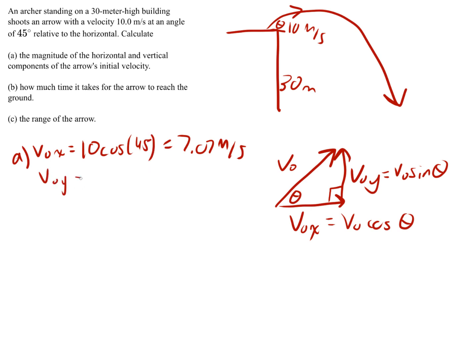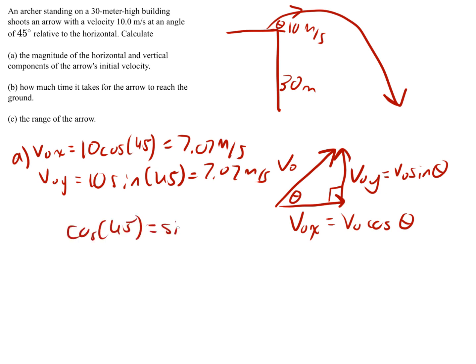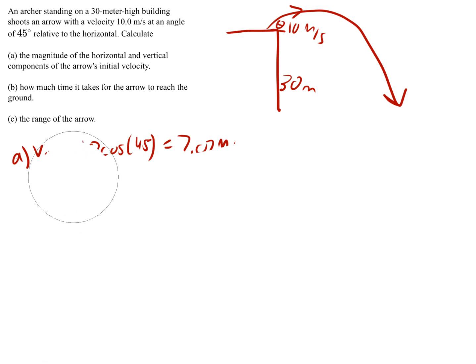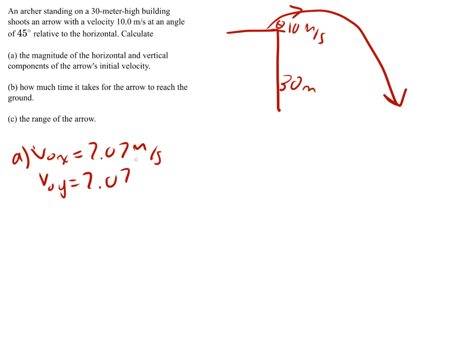And then you do the same thing with the y component. The cosine of 45 degrees is equal to the sine of 45 degrees, and I believe it was square root of 2 over 2. So their values are actually both going to be equal here. And so that is part A. I'll rewrite it. I'm just going to use 7.07 meters per second in my future calculations. Okay, so that's the first part.